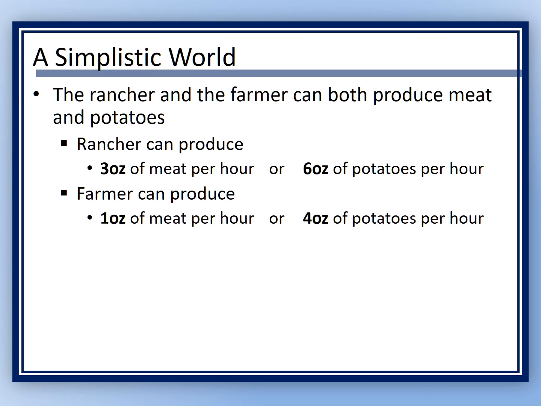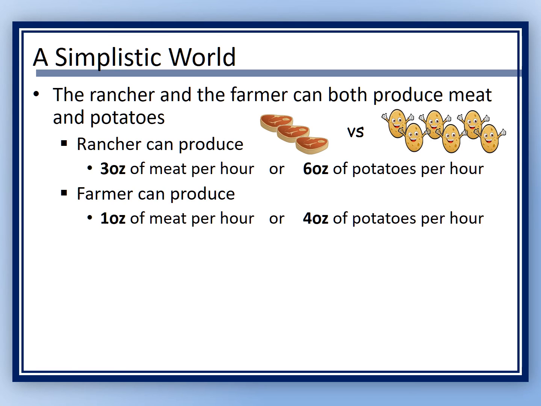So, the rancher and the farmer can produce meat and potatoes. The rancher can produce 3 ounces of meat or 6 ounces of potatoes, and the farmer can produce 1 ounce of meat or 4 ounces of potatoes. Now, notice that. So, if you think about it, okay. I think pretty graphics makes people less likely to fall asleep. So, you know, the potatoes are smiling at you.